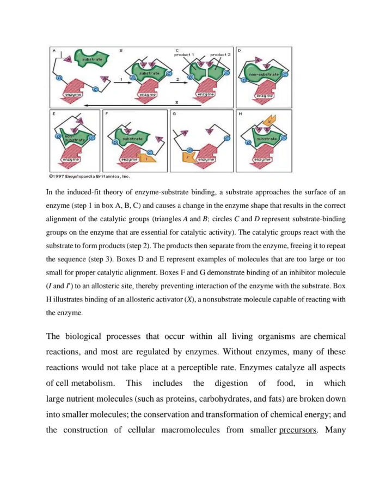Boxes D and E represent examples of molecules that are too large or too small for proper catalytic alignment. Boxes F and G indicate binding of an inhibitor molecule to an allosteric site, thereby preventing interaction of the enzyme with the substrate. Box H indicates binding of an allosteric activator, a non-substrate molecule capable of reacting with the enzyme.